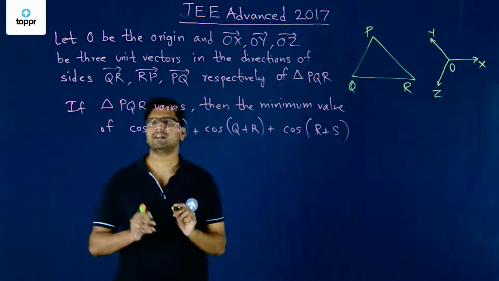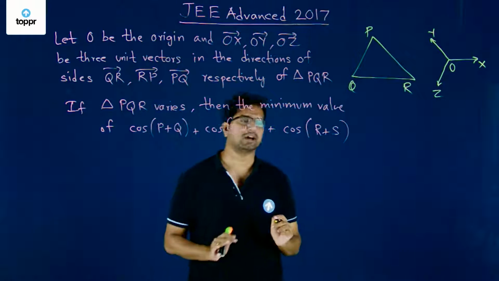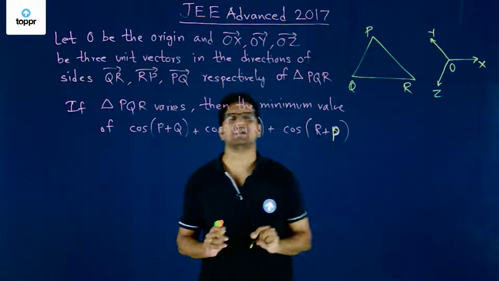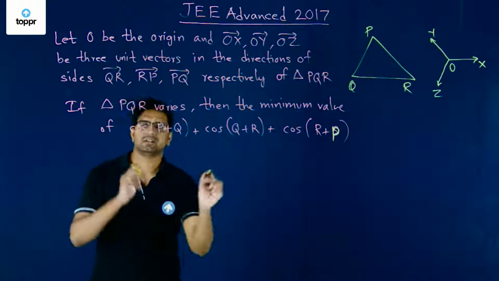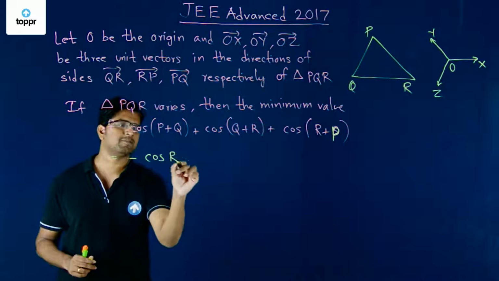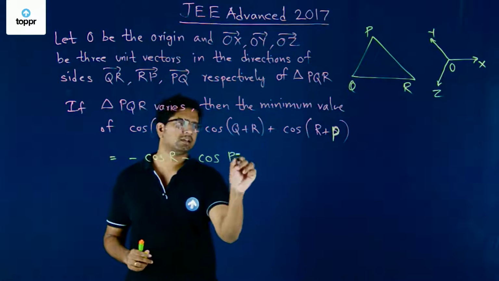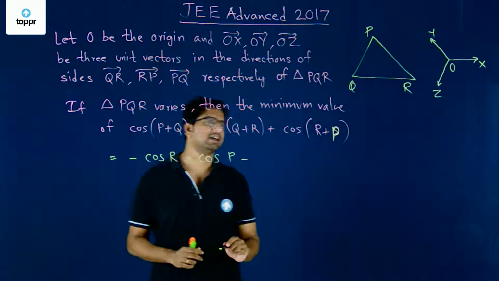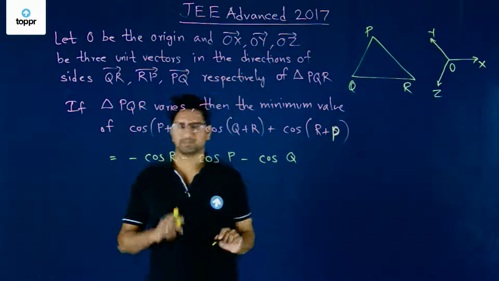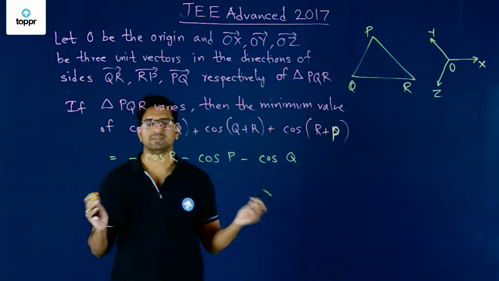It is being asked that we have to find out the minimum value of cos(P+Q) + cos(Q+R) + cos(R+P). Now this may very well be written as minus cos R, and this may be written as minus cos P, and this may be written as minus cos Q. So basically we have to find out what is the minimum value of this.